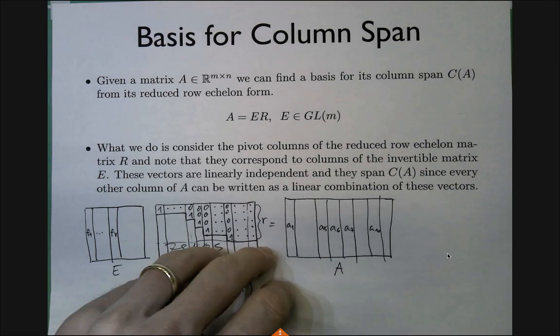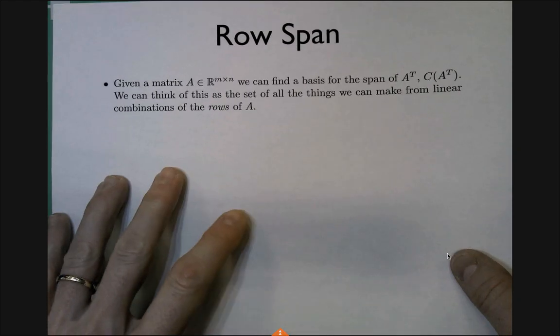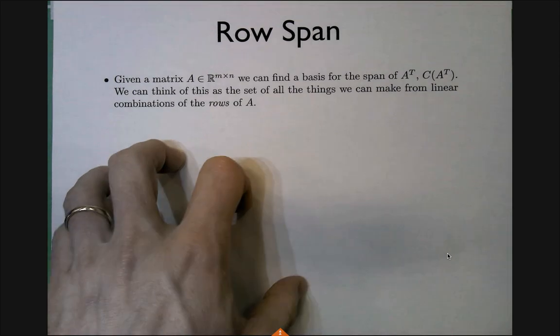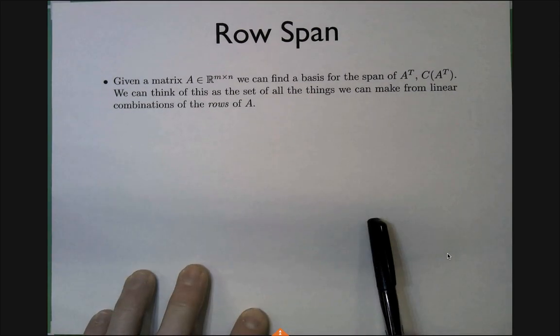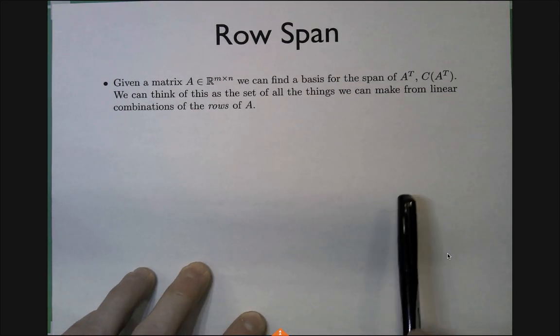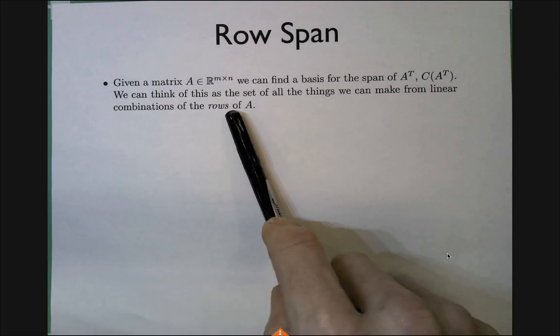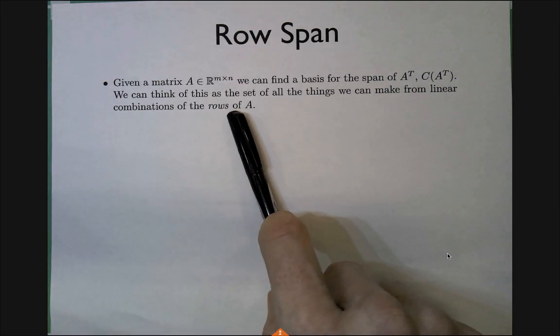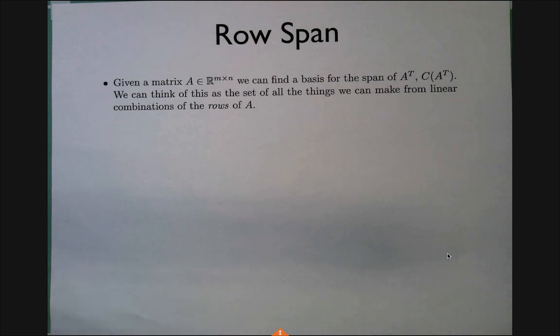Well, I can certainly do the row span. I might be missing one slide I wanted to talk about. So row span is an analogous concept to the column span. So the idea of a column span, we are taking linear combinations of columns. In row span, it means we'll be taking linear combinations of all rows, right?